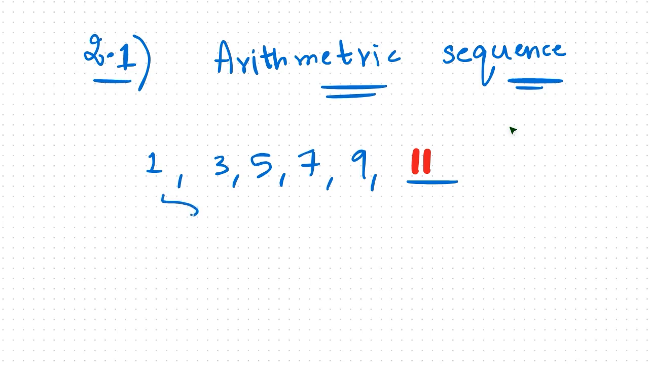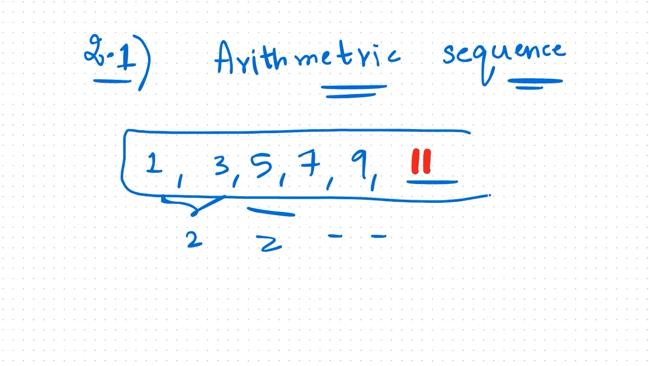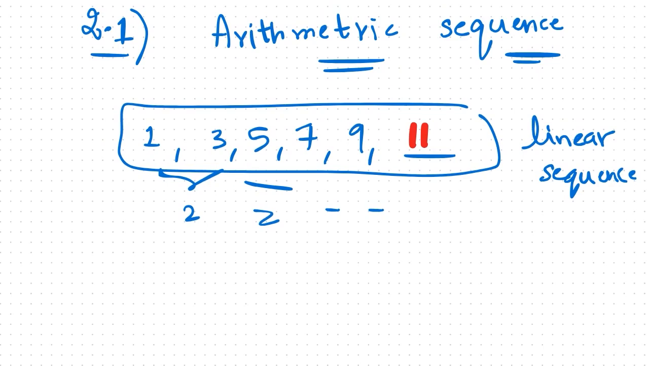Well, in sequences, we take the common difference. 2, 2, 2, 2, 2 throughout. So the first difference is common. This relation is called a linear relation, or we call it a linear sequence. A linear sequence is the same as an arithmetic sequence.